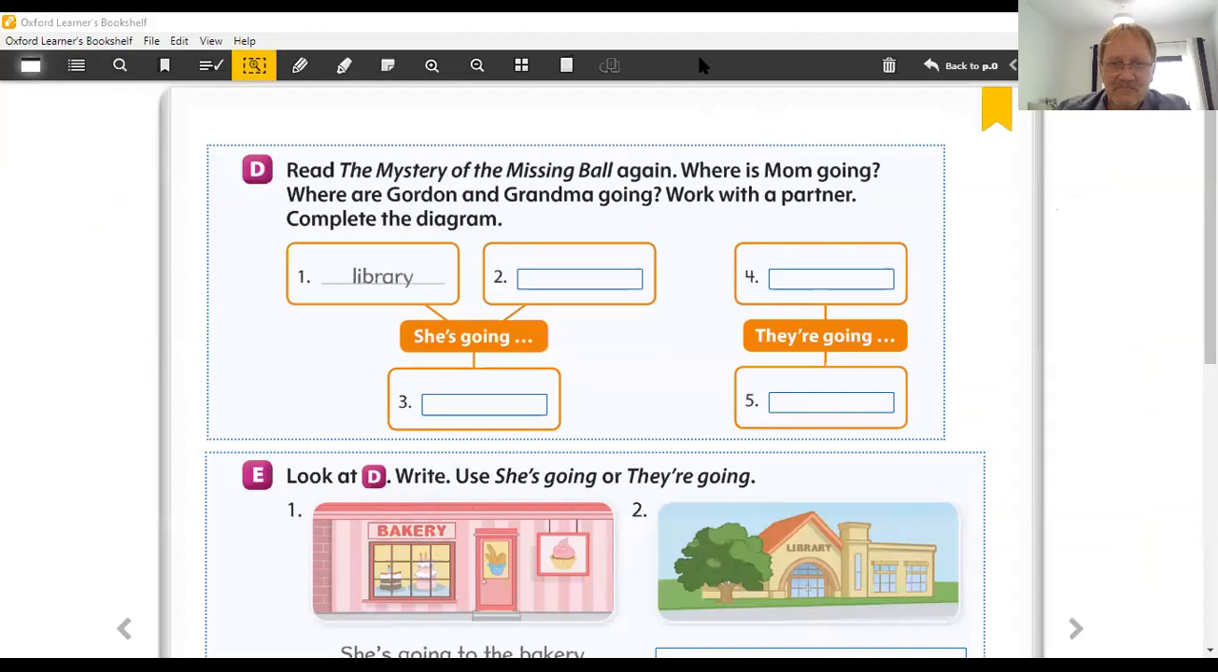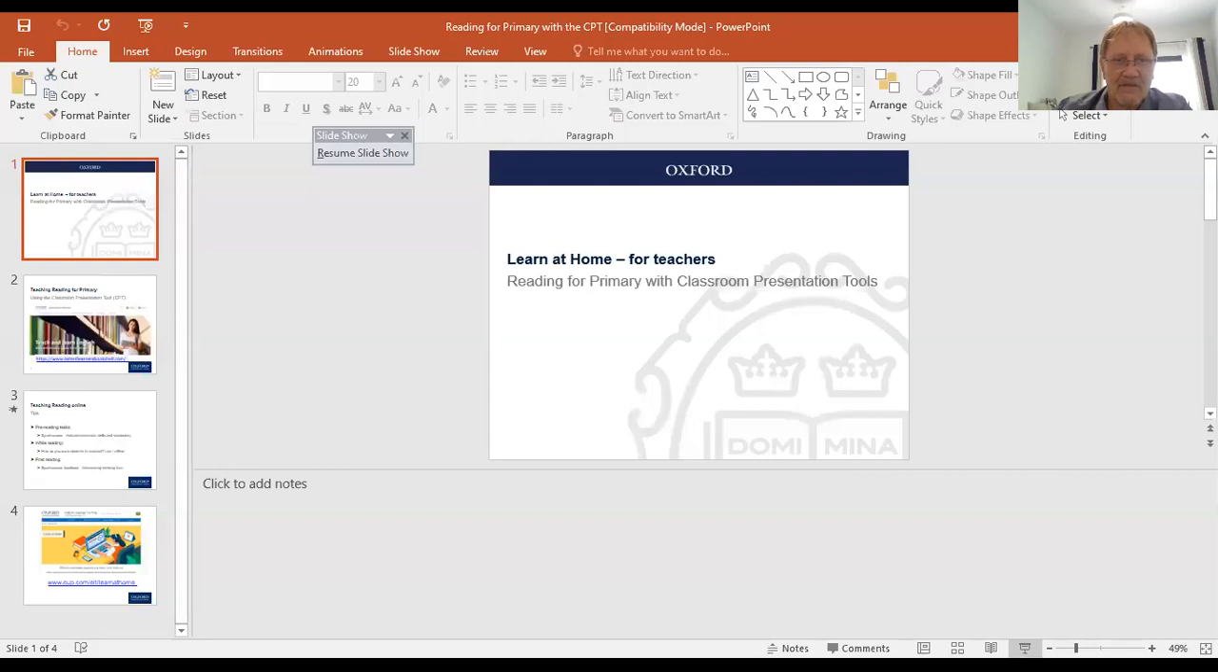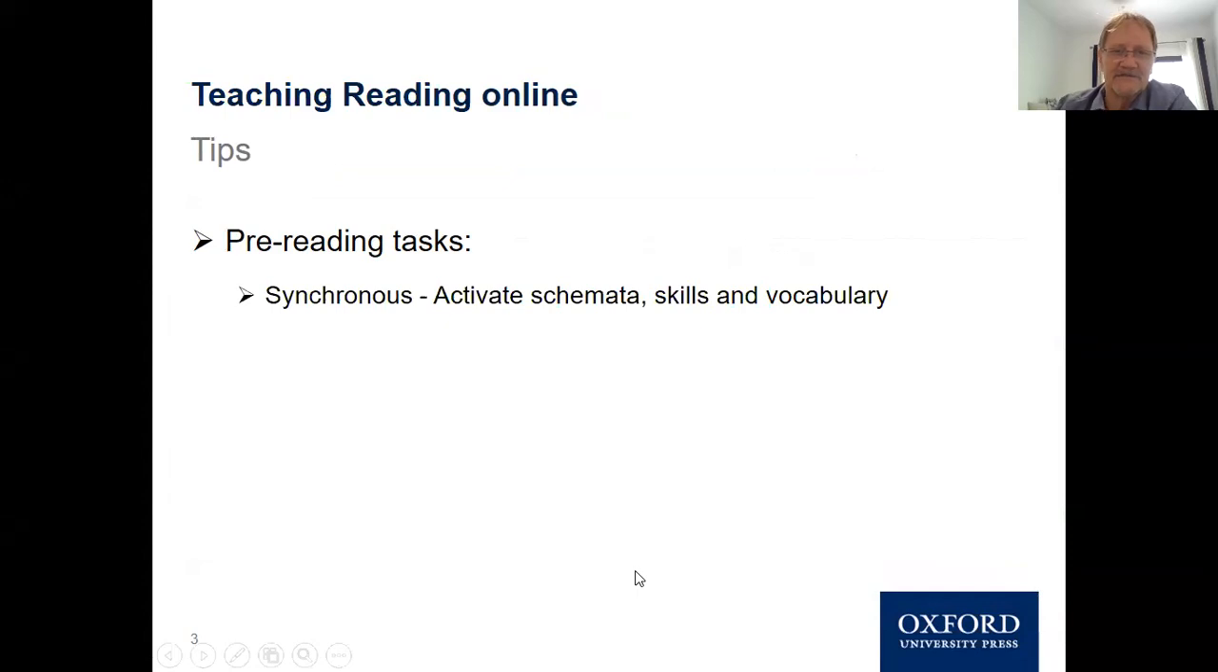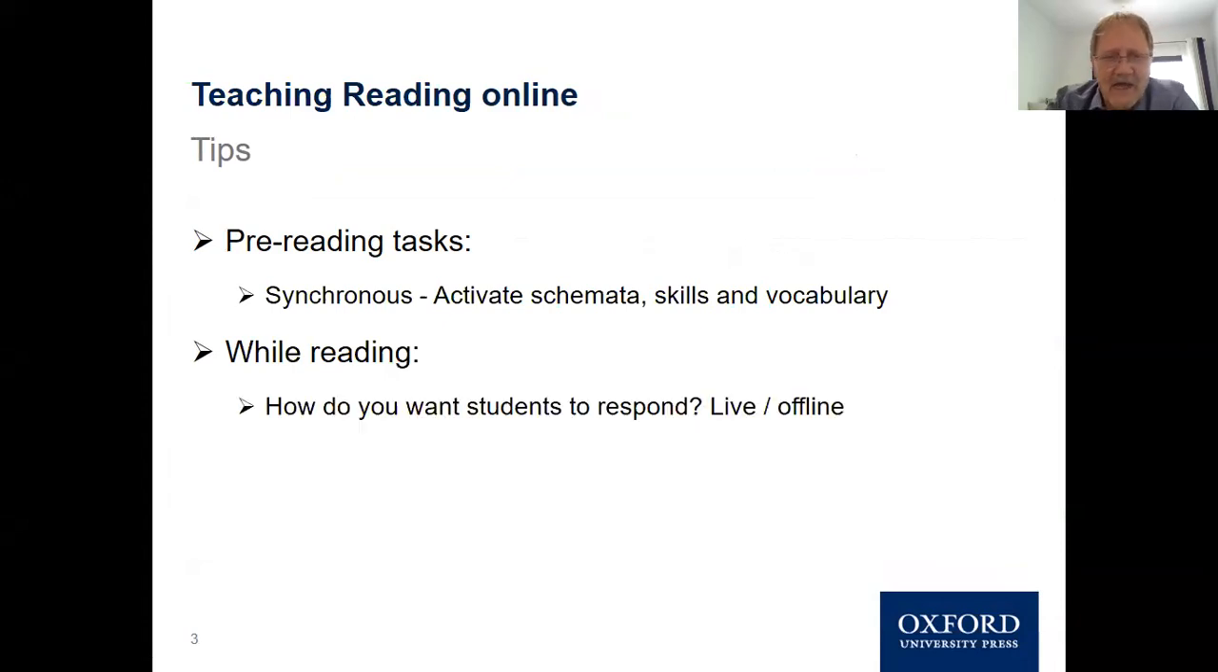So, when we're thinking about reading, we really need to make sure that our students have had time to understand what they're going to do. We would have to consider the pre-reading tasks done live, where we activate schemata and any vocabulary work that we need to do before they actually read the text. Indeed, any skills work. While they're reading, how do I want my students to respond?